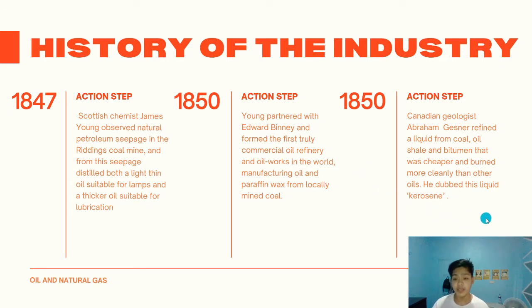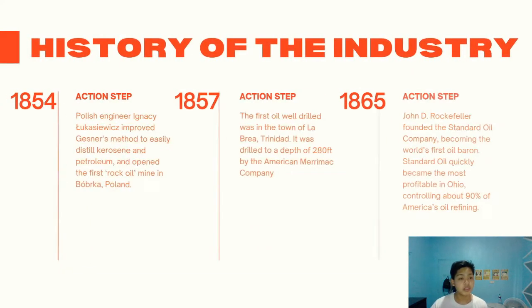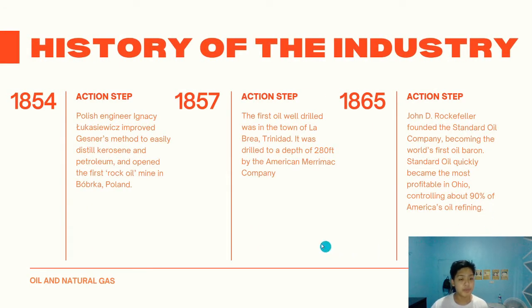In the same year of 1850, Canadian geologist Abraham Gesner refined a liquid from coal, oil shale, and bitumen that was cheaper and burned more cleanly than other oils. He dubbed this liquid kerosene. In the year 1854, Polish engineer Ignacy Lukasiewicz improved Gesner's method to easily distill kerosene from petroleum, and opened the first rock oil mine in Bobrka, Poland.